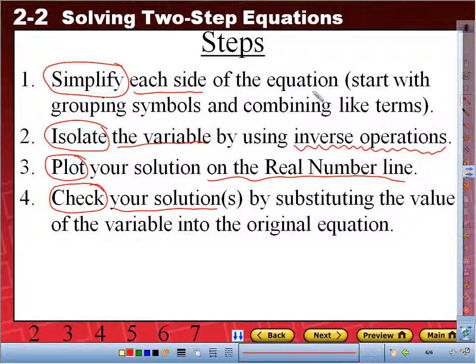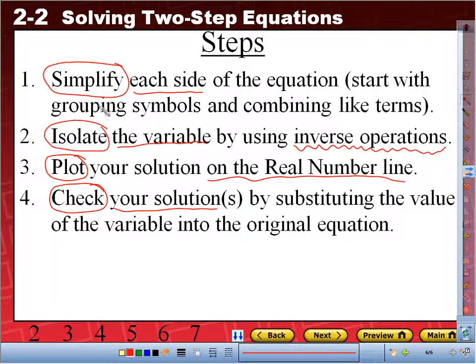So let's see. Simplify each side of the equation. Start with grouping symbols and combining like terms. Step two, isolate the variable by using inverse operations. Step three, plot your solution on the real number line. And step four, check your solution by substituting the value of the variable into the original equation. Okay? With one-step equations, we're going to see two of them today. We're going to see the one-step and two-step equations, but we already did this before, right? You did this in pre-algebra, and you guys were experts at it. You loved equations, right?